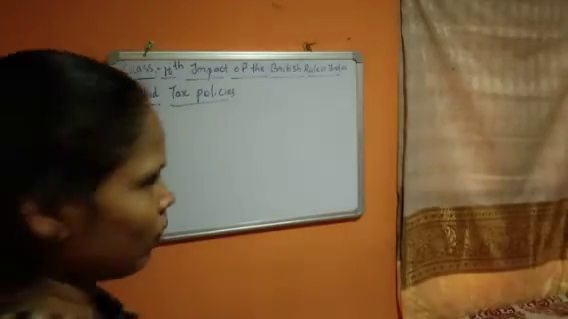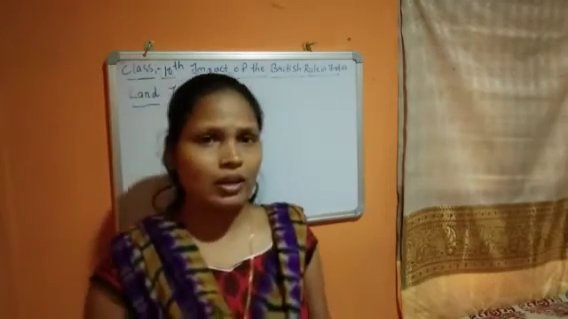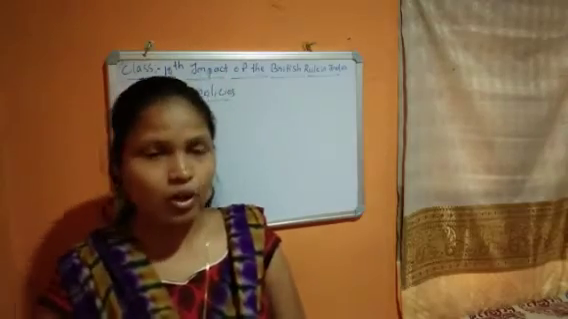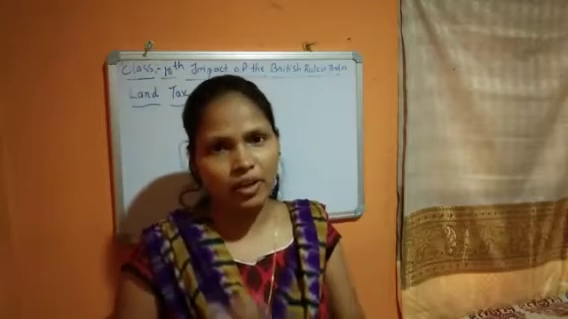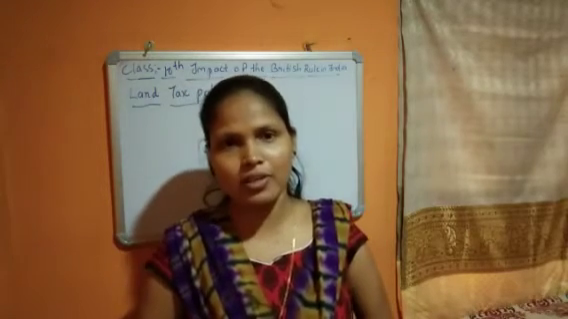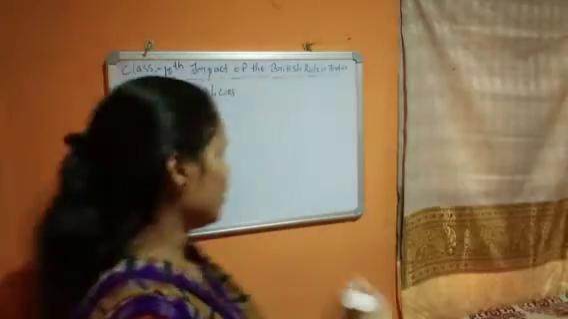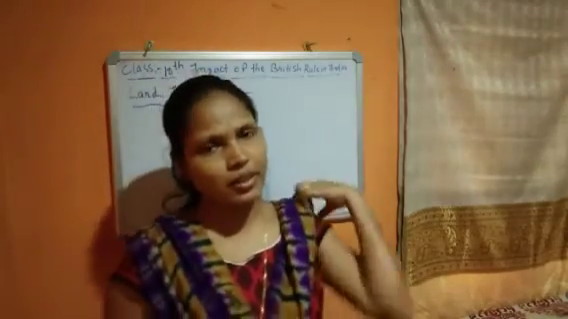Okay. Now we will learn about land tax policies implemented by the British in India. East India Company had to pay 2 lakh pounds to the British government to control Bengal province. So to protect its financial interest, the company implemented 3 types of land tax policies in various parts of the country. Why did East India Company implement land tax policies in India?